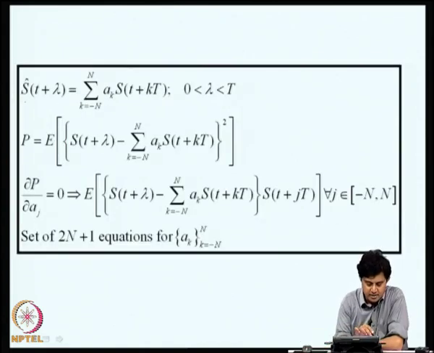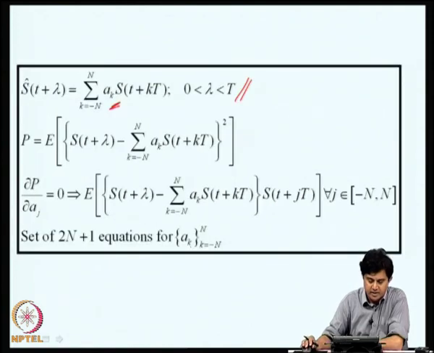So what we do is the estimator S tilde of t plus lambda is taken to be a linear combination of what has been observed, and again if we minimize the mean square error of this representation, we get equations for these AKs, which are actually a set of 2n plus 1 equations for these unknown constants, and they will be in terms of known properties of S of t and they can be determined.